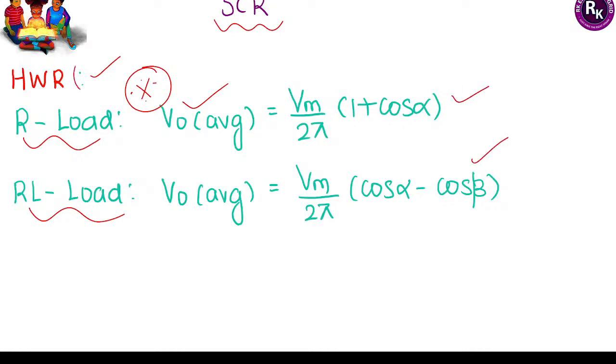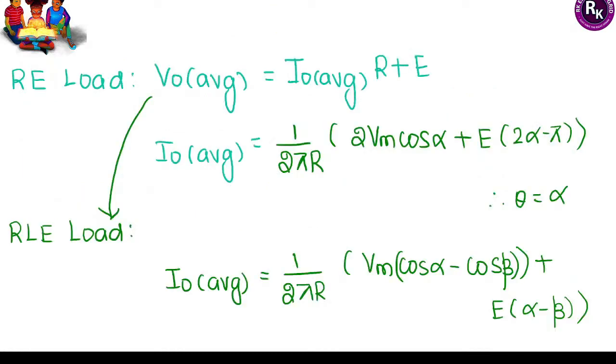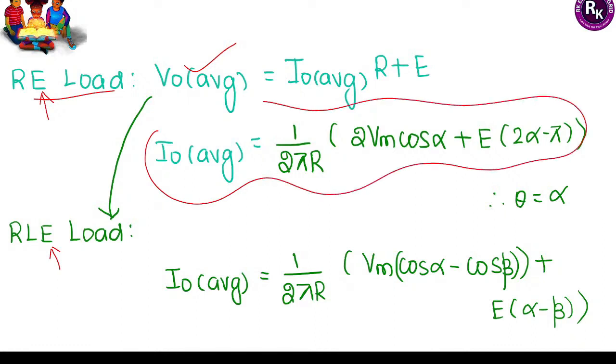Half-wave rectifier, single phase. Now, when we talk about RE load, I wrote this is the formula for V naught average. Remember, whenever we talk about E type of load, if your battery is connected to the output terminal, RE load or RLE load, the suggestion is to first go ahead with I naught average, so that you can easily save your time. After that, calculate the value of V naught average.